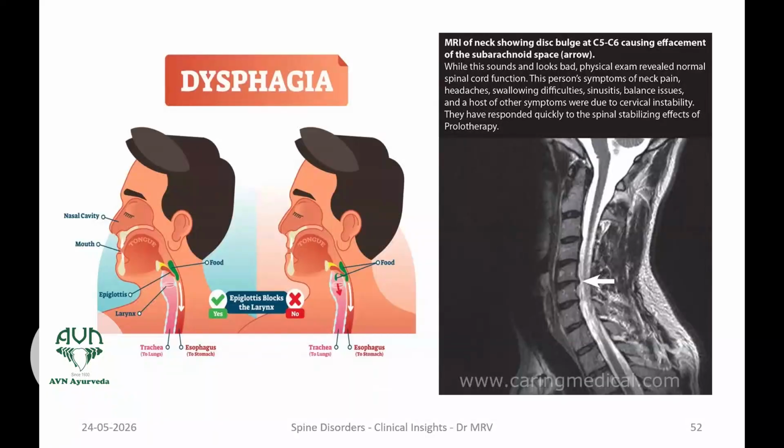Due to the degenerative osteophyte, the osteophyte is pressing on the esophagus, and that is why he is having difficulty in swallowing. The modern doctor advised surgery, and he is very afraid of surgery, so he came to me for Ayurvedic management. When I examined him, I referred him for physiotherapy plus some Ayurvedic management also.